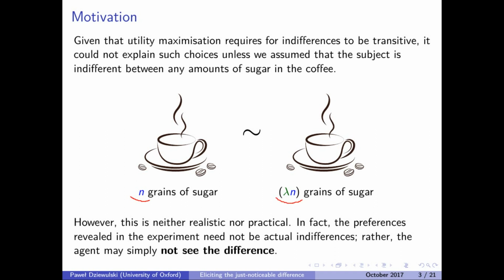However, as it was pointed out on the previous slide, this would not be realistic. More importantly, assuming global indifference would not be very practical, as it would not allow for any predictions. Moreover, it is reasonable to assume that the choices observed in such an experiment do not reveal an actual indifference. Rather, they imply that the consumer does not see a difference between the options.